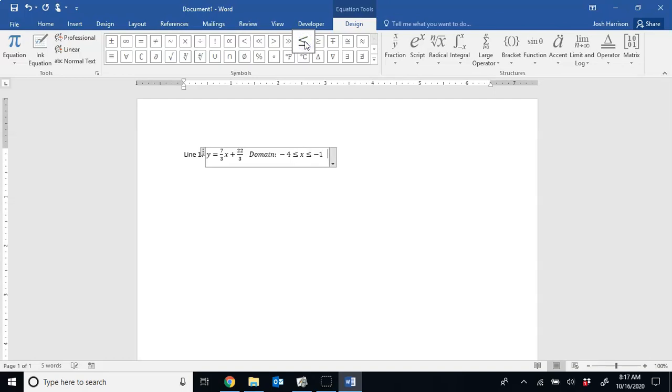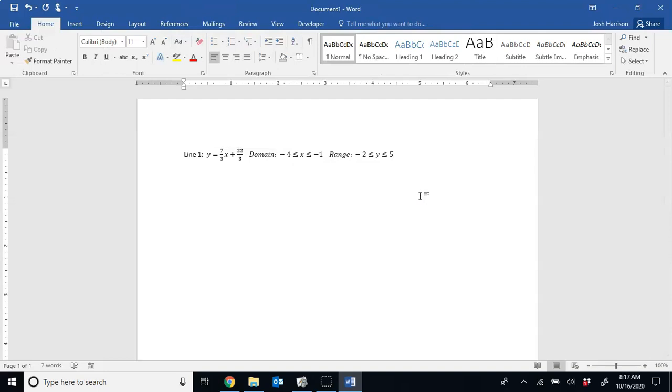Then you can go a couple more spaces, range. Then you can hit -2 for our y values, up to +5. And so I'm again using this little less than or equal to up here. Like I said, I think the equation editor in Word is a little bit easier to use than Google Docs, but it's about the same. So then I can just press enter, and then I can just go to line number 2. And now I'm ready to type in the next one.